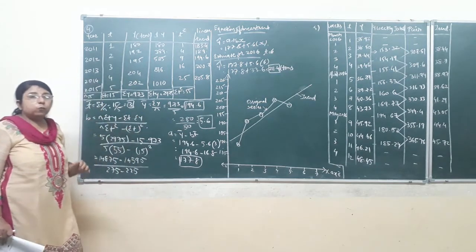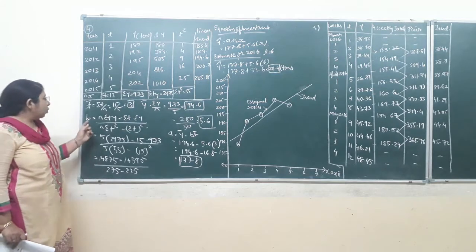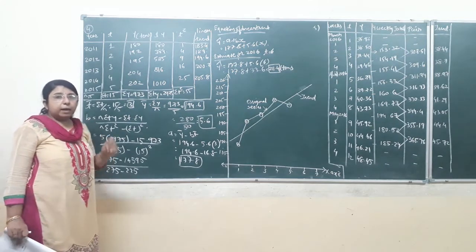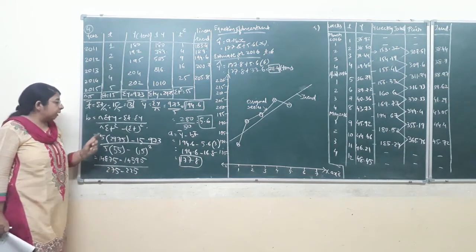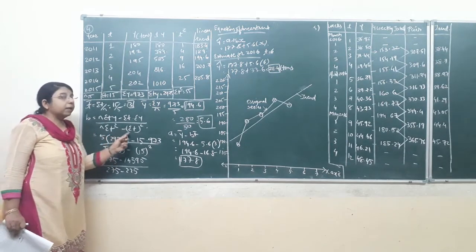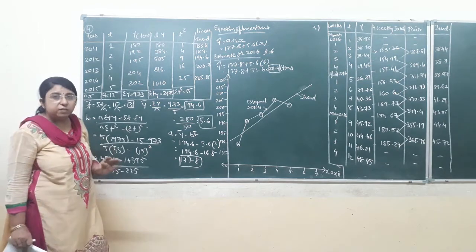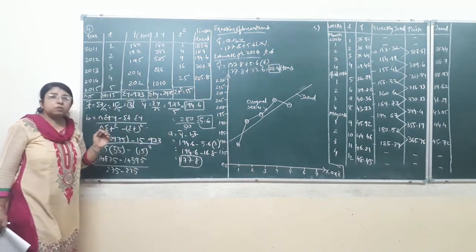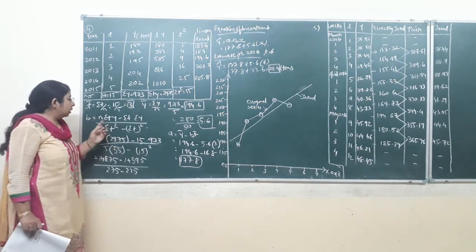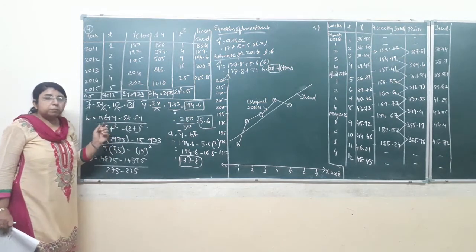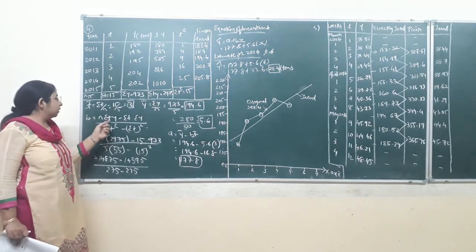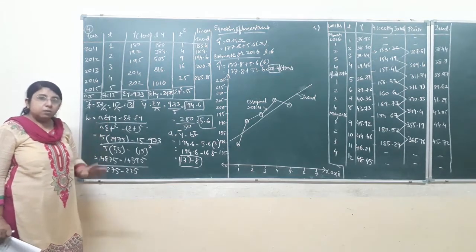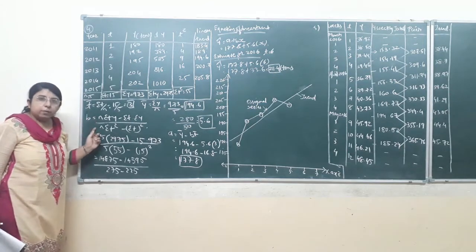Next, we have to find B. What is the formula to find the value of B? That is N sigma Ty minus sigma T into sigma Y, upon N sigma T square minus sigma T whole square. This is a very easy formula, because in the previous chapters, in correlation and regression, you were utilizing x, y over here. In place of x, you just have to place T. That is the basic difference, otherwise the formula remains the same. So it is very easy to remember.